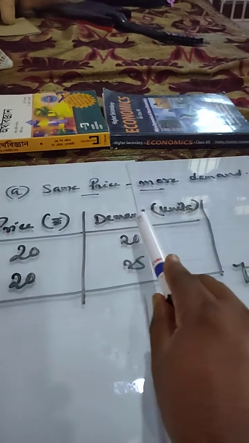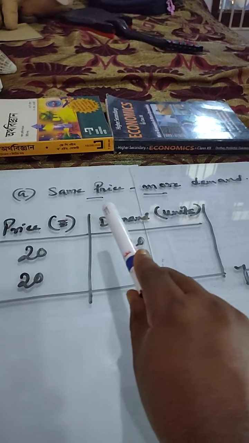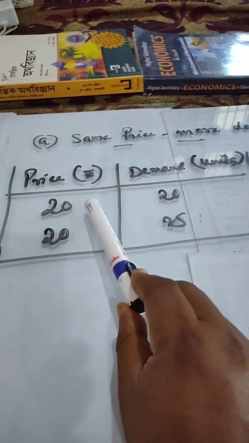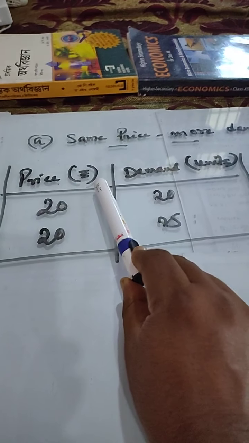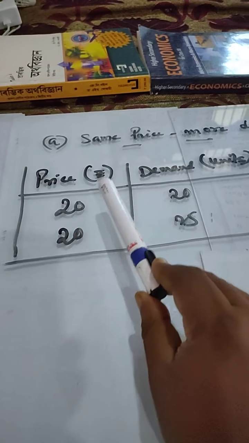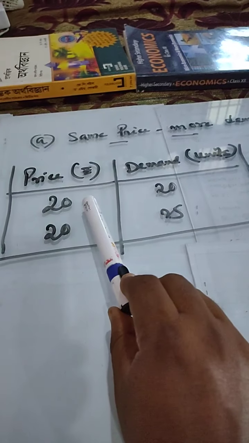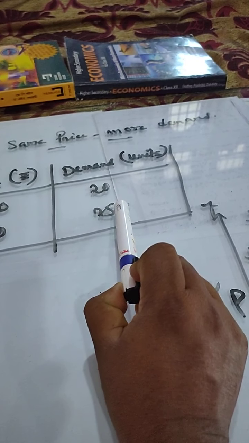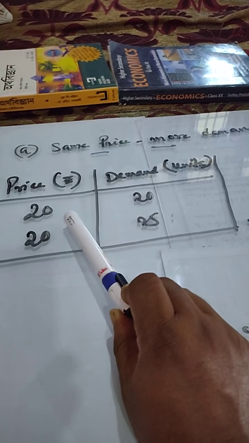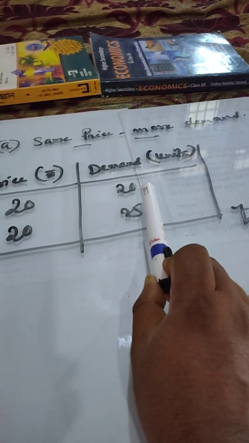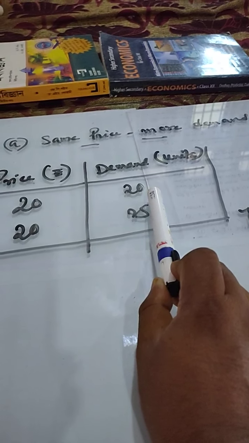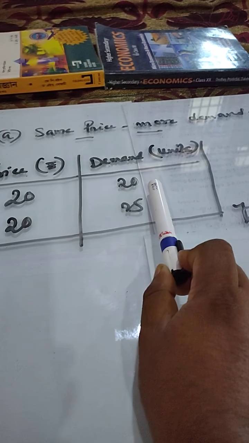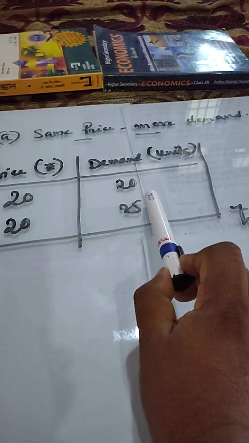Now all of you consider this table. Now I am going to discuss the same price, more demand situation. So observe this table. This is the price column measured in rupees. We are using the rupees symbol here. 20, 20, that means no change in the price of commodity, and demand for the commodity is 20, 25. That means here at rupees 20 the commodity demanded by the consumer was 20, and when the price is the same, the amount demanded for the commodity increases from 20 to 25.